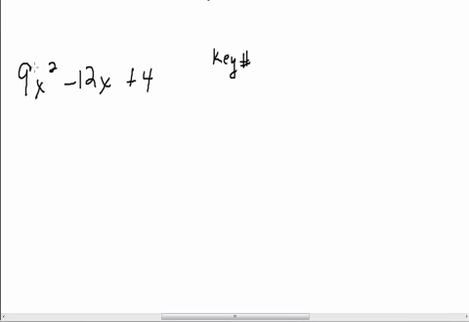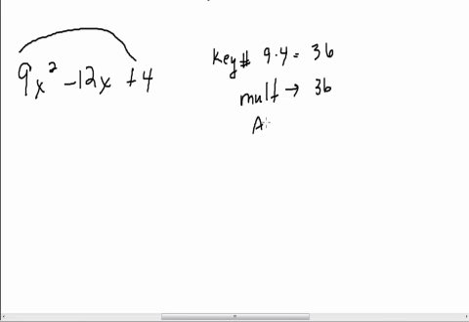Alright, my key number is the leading coefficient times the constant, or 9 times 4, which in this case is 36. Okay, so that means I'm going to look for 2 numbers that multiply to the key number 36, but add to the middle number, which is, take the sign with you, negative 12. So let's consider factors of 36. Okay, probably sticking out to you, the 6 and 6.